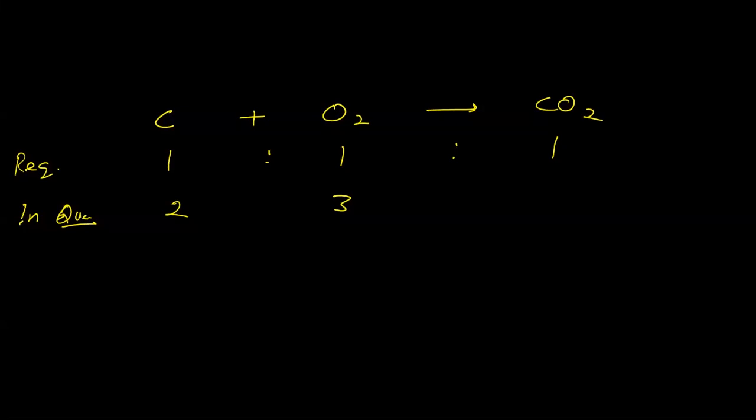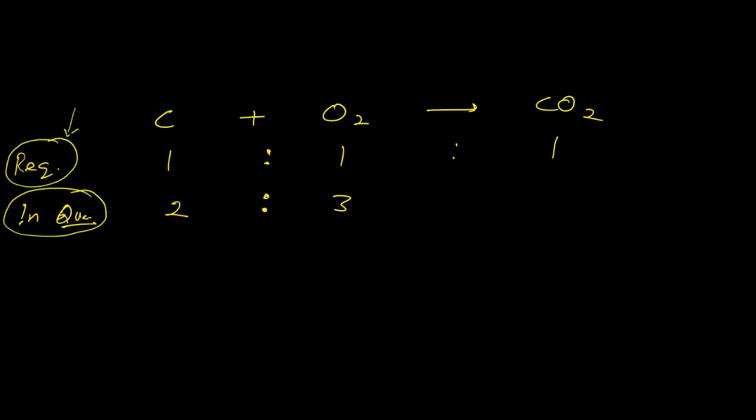So C will be the limiting reagent here because 1 mole of O2 will be left over. But is there a very easy way in complex reactions, where ratios are say 2:5:3, something like that? What is the way how you can easily find which one is the limiting reagent? That is something I'm going to tell you. So here the ratio is 2:3. The required ratio is 1:1, but in the question it is 2:3.